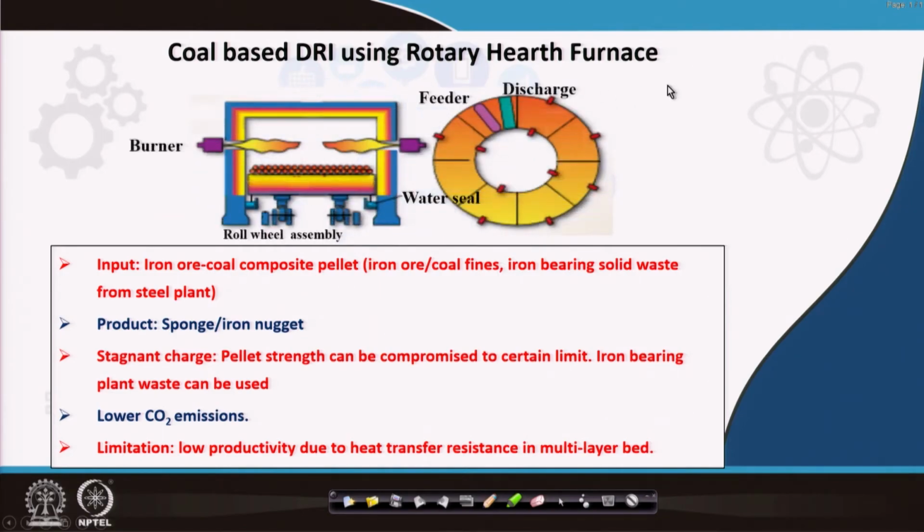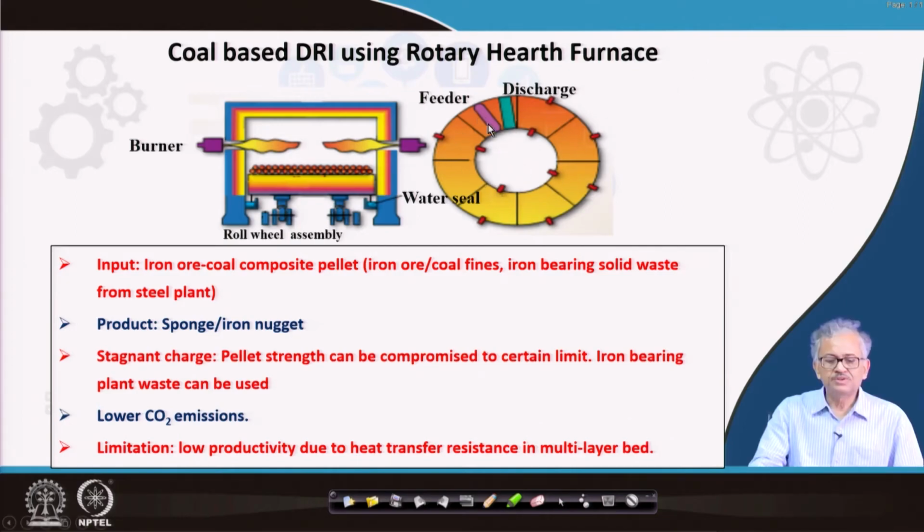Based on the rotary hearth furnace, what is the rotary hearth furnace? As I said, it is a donut shape reactor. You can see this looks like a donut, and this is the inlet, the feeder end, and the solid charge moves in this way on the rotating hearth. The hearth basically rotates, and the material is poured on the rotating hearth at the feeder end, and then the material is carried by the rotating hearth through different temperature regimes.